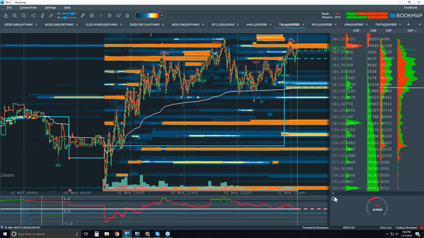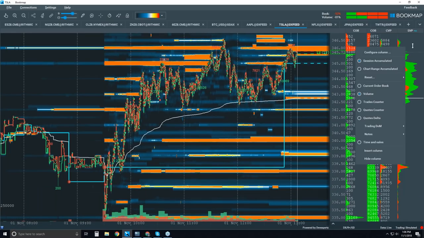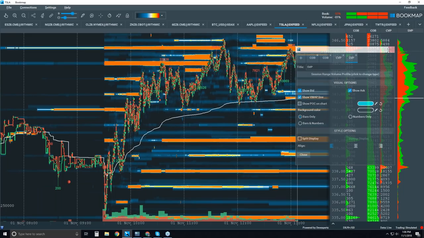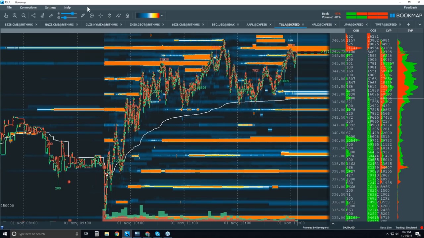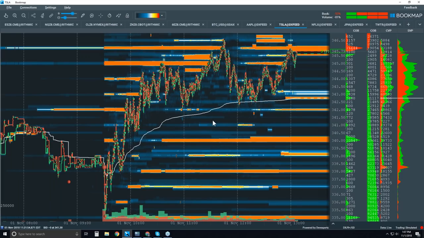Let me close up some of these sub panels and just make this much easier to read for just a second here. So bear with me. That's a point of control indicator here, that blue line, and this white line here is our VWAP. And we also have iceberg detector on here as well. Okay, I'm going to take those off. So we're looking at the basic Bookmap chart here.